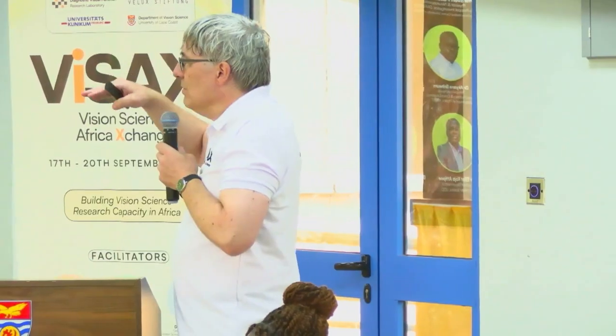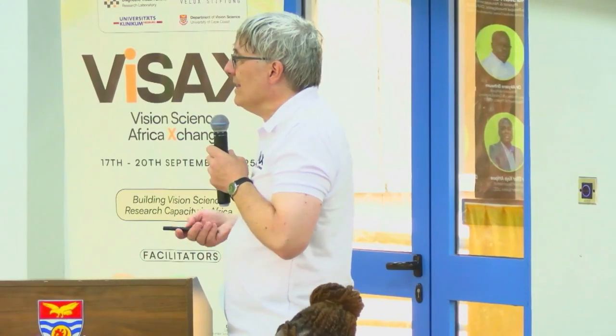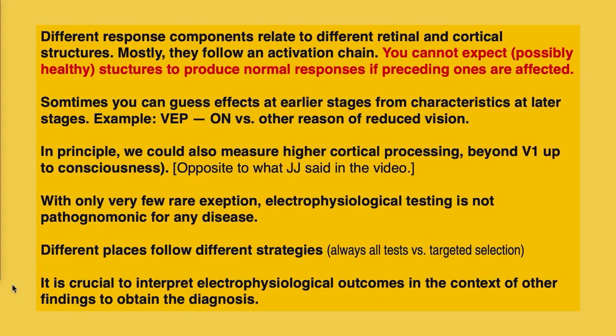But generally, it's important to remember that this is a chain of activation. There's one point where I would disagree with what we have seen in the video. But that's maybe the perspective of me as a researcher, different from the clinician's perspective. Because in principle, we could also measure higher cortical processing beyond the primary visual cortex. We just need to use different electrode arrangements. We maybe need to use different stimuli. Then we can actually measure signals that reflect consciousness. So we have talked about attention and so on earlier this week.